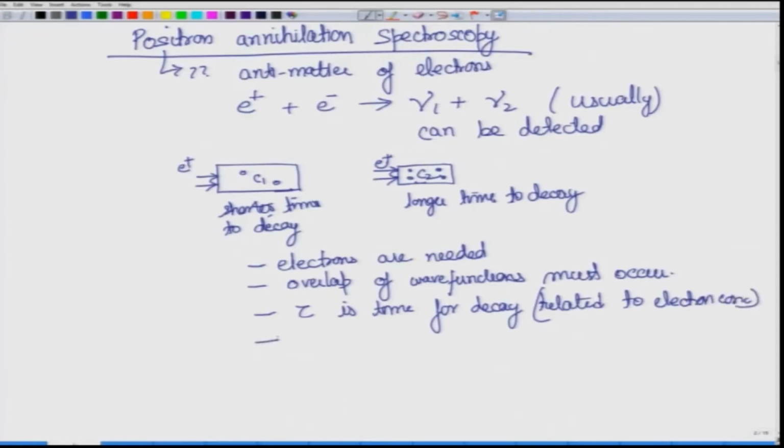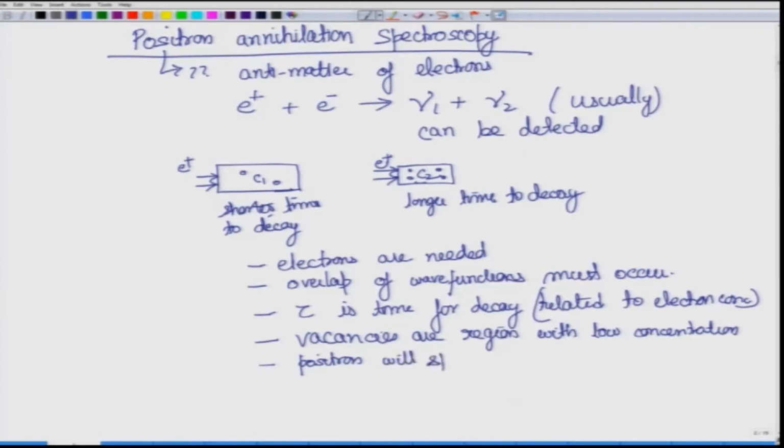And we know that vacancies are regions with low electron concentration. So, now this is the relation between the defect, which is the vacancy over here, and the tau, because now vacancies have lower concentration. So, positron will spend more time, they will in a way get trapped.